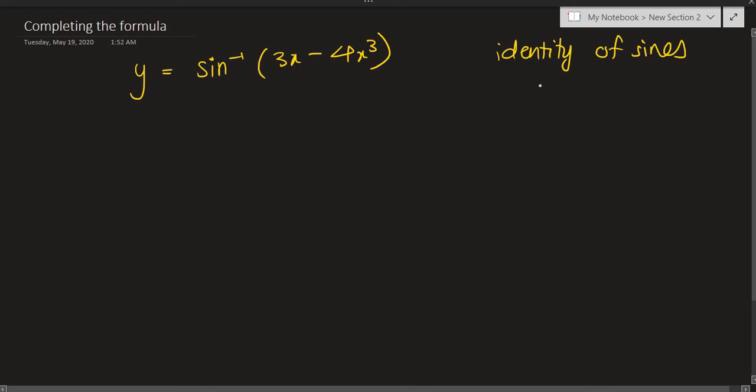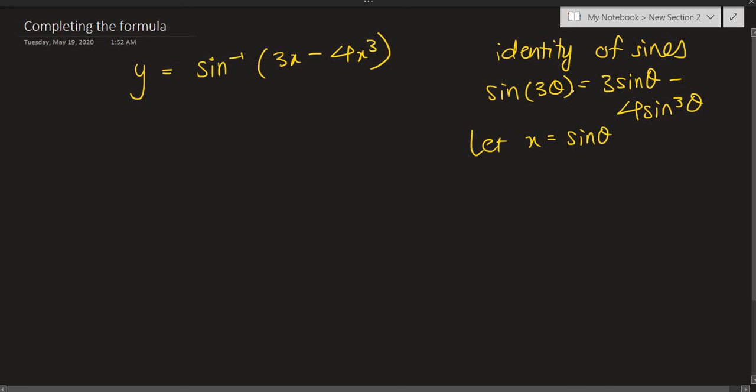So let's recall the triple angle formula of sine. Sine 3 theta is 3 times sine theta minus 4 sine cubed theta. Well, we have a similar form here, but instead of the x, if we make a substitution of sine theta, we'll end up with this form. So let's do that. So let x equal sine theta.